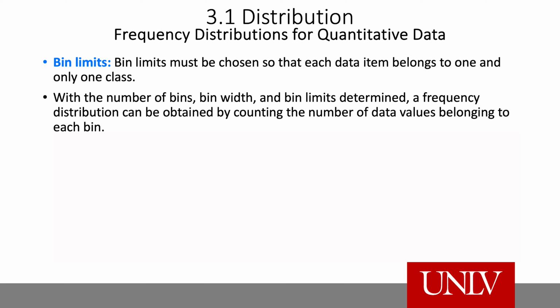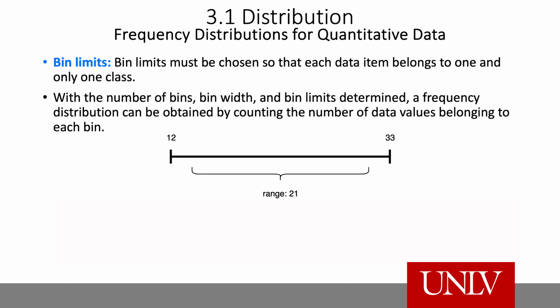And the last step is to set the bin limits. Once we have the number of bins and the bin width, the remaining decision is to set the value at which the first bin begins. We must ensure that the set of bins spans the range of the dataset so that each observation belongs to exactly one bin. For example, the range of the dataset we have is from 12 to 33, and so the range is 21, right?